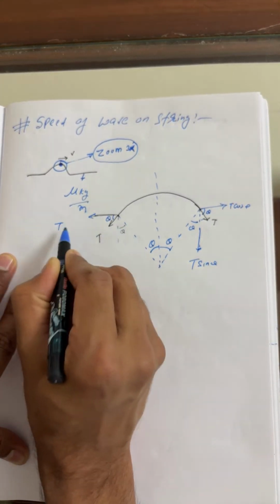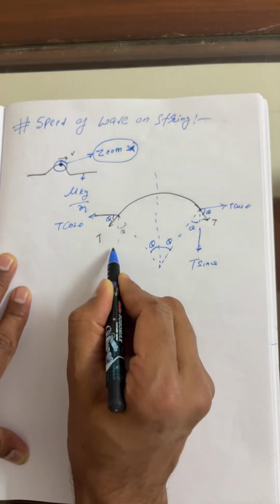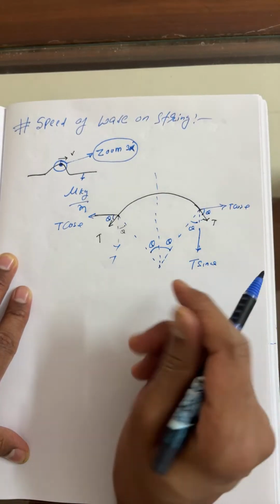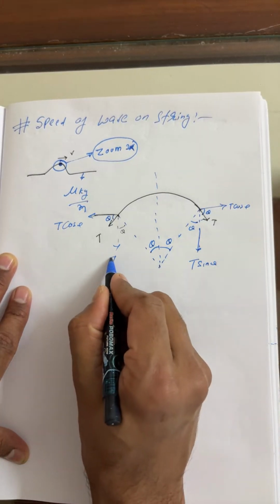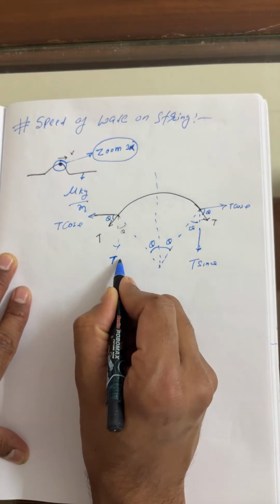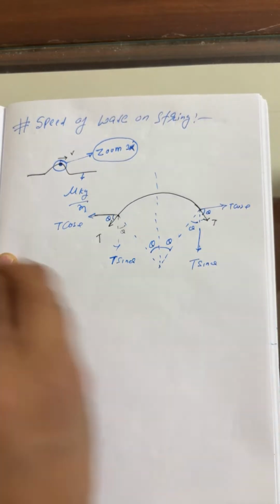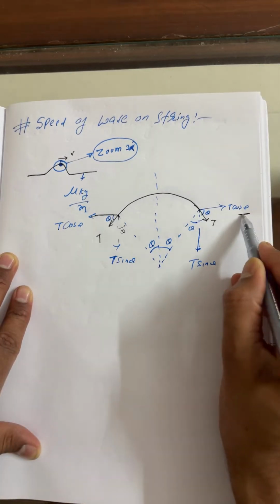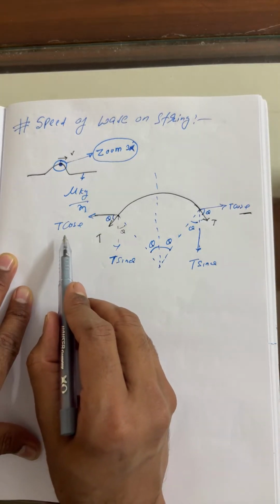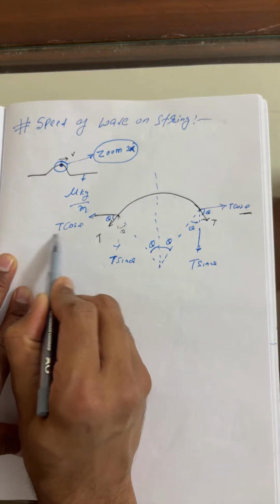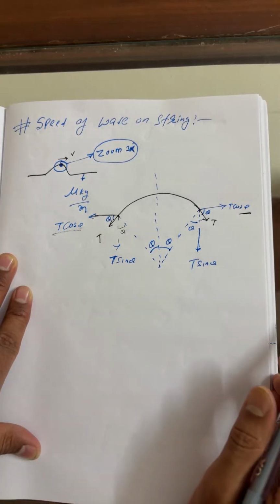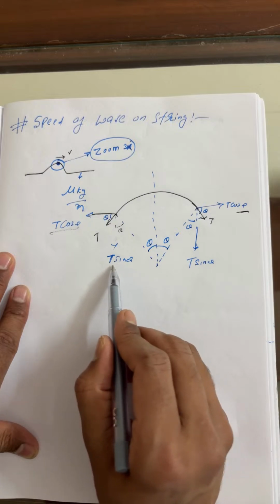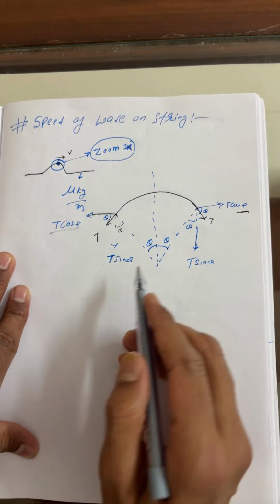So we can say this is T cos theta, and this is T sin theta. Now I can say easily, sir, these two T cos theta components are cancelling each other. So we can say that this is basically 2T sin theta.